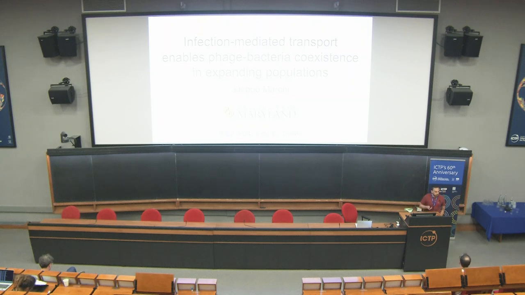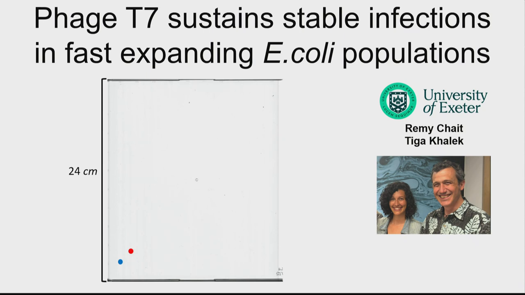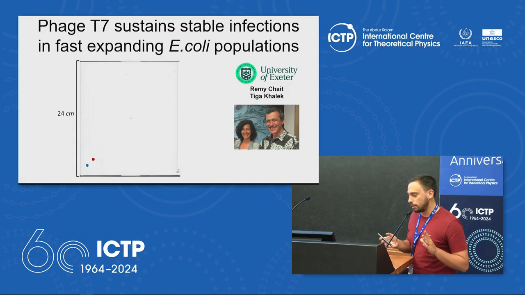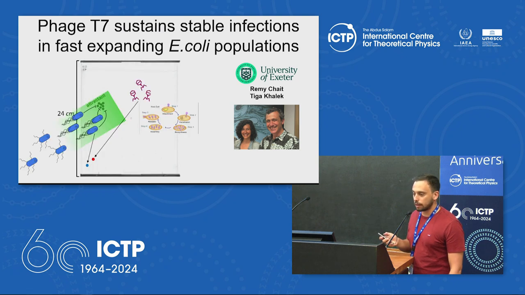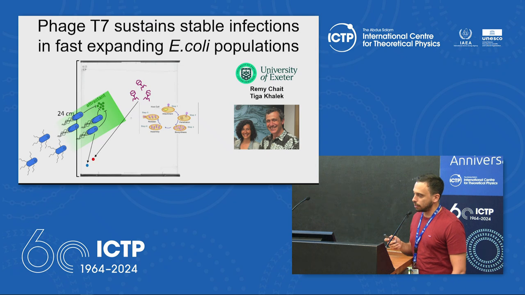Okay, so today I'll show you how bacteriophage can copropagate with the rapidly expanding population of bacteria through transport of infections. So our collaborators at University of Exeter, Remy Chait and Tiga Kalek, put some bacteria on the blue dot there in a pretty big petri dish in soft agar, and then they inoculated in the red dot some phage, which are essentially viruses that can infect and kill bacteria.